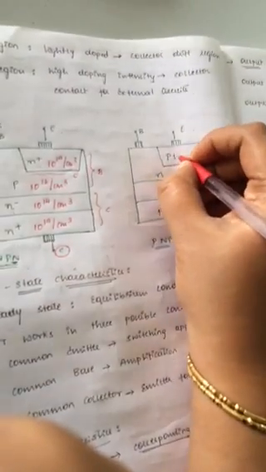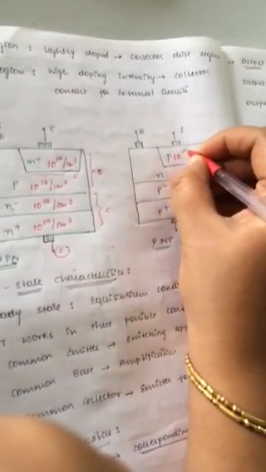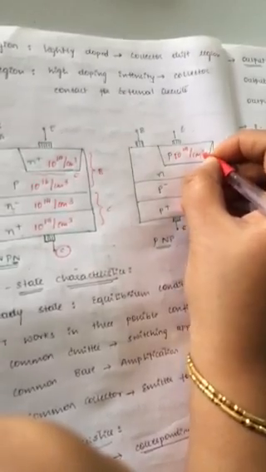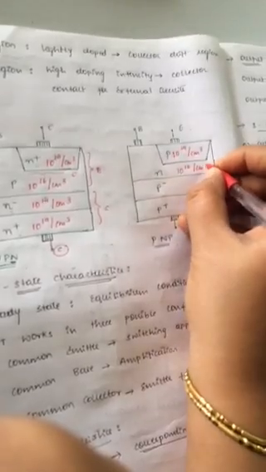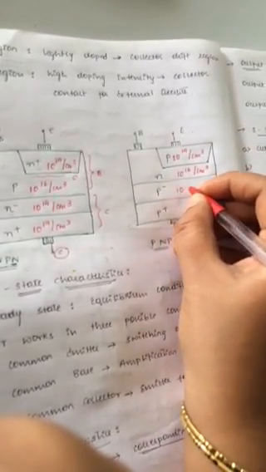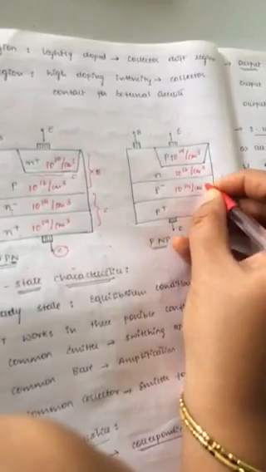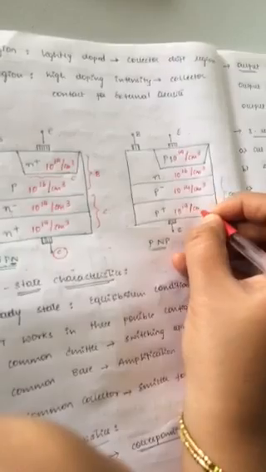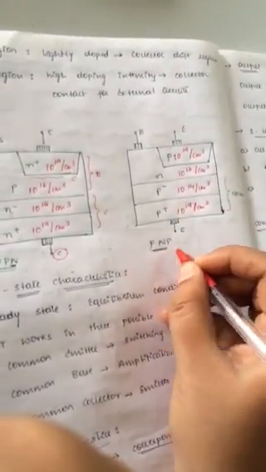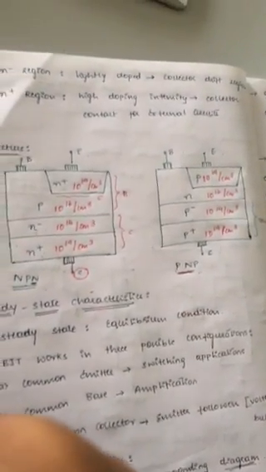Now let's see the doping concentration. It is the same as for the NPN transistor: the P layer doping concentration is 10 power 19 per cm cube, the N layer concentration is 10 power 16 per cm cube, the P minus layer is 10 power 14 per cm cube, and the P plus layer is 10 power 19 per cm cube. So this forms a PNP transistor. This is the structure diagram of an NPN and a PNP transistor.